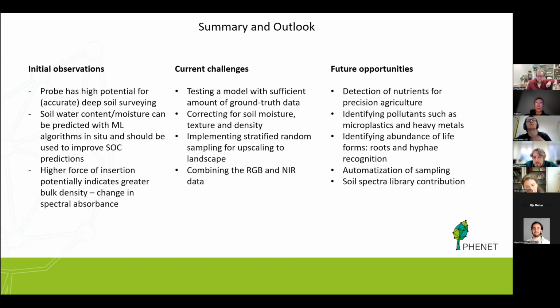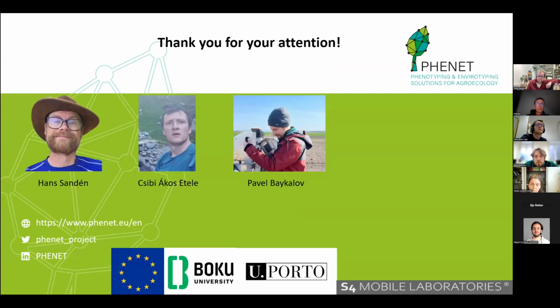Next. Our future opportunities are to be able to detect nutrients for precision agriculture, identify pollutants such as microplastics or heavy metals, identify abundance of life forms with the RGB probe, and finally the automatization of sampling and soil spectral library contribution. And yeah, thank you for your attention.